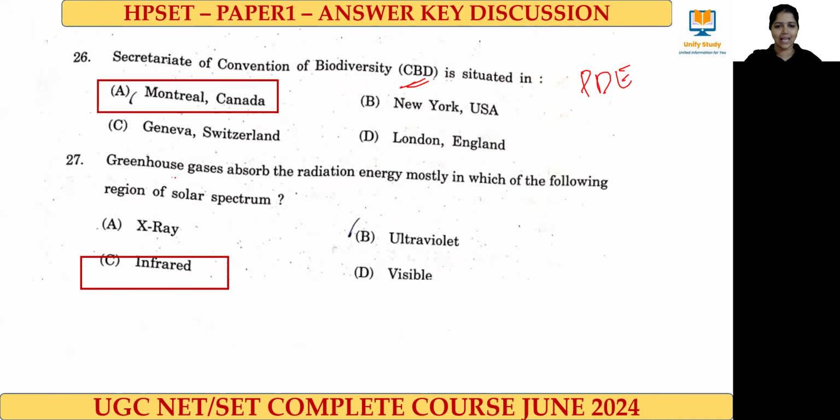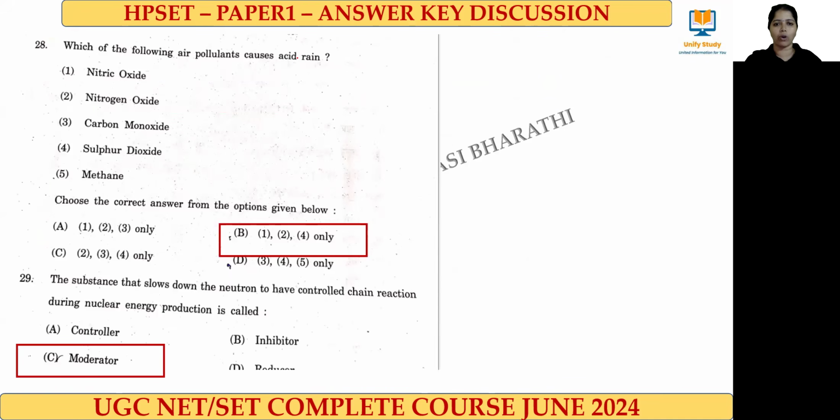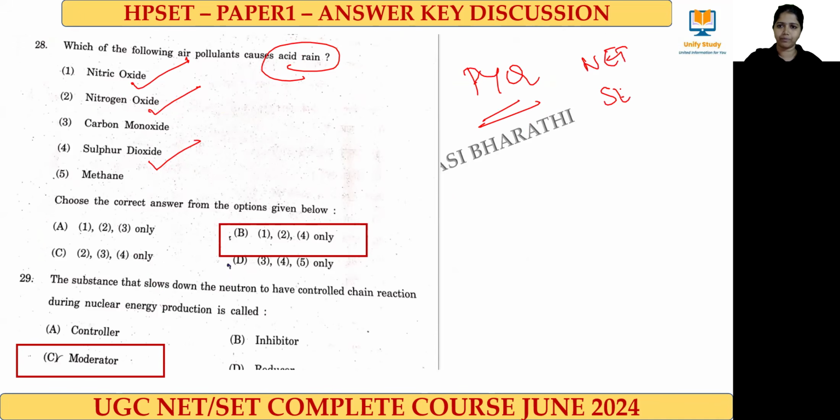A question on greenhouse gases, which absorb the radiation energy mostly in which of the following ranges of spectrum: the infrared solar spectrum. Next question, a pollutant of acid rain. The right answer is nitric oxide, nitrogen oxide, and sulfur dioxide. These three are the important pollutants for creating acid rain. Next question again from people, development and environment. Many of the questions are from previous year questions, from previous year NET questions and also SET questions. Next, the substance that slows down the neutron: the right answer is moderator.